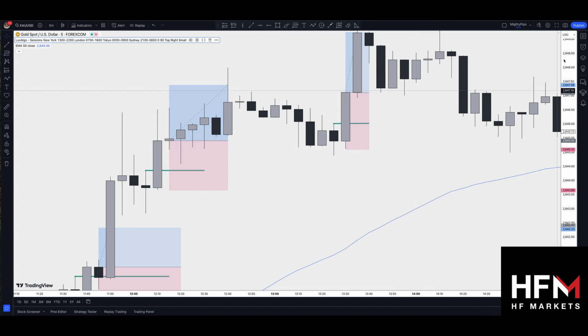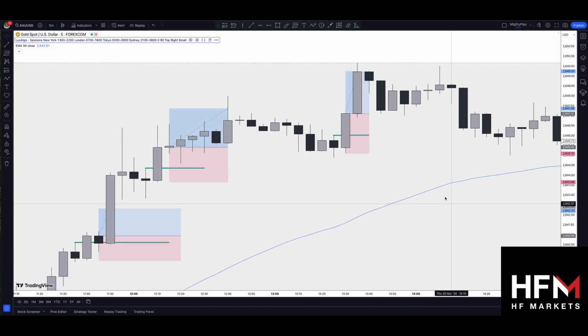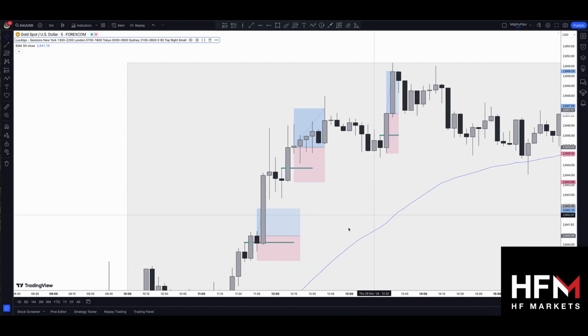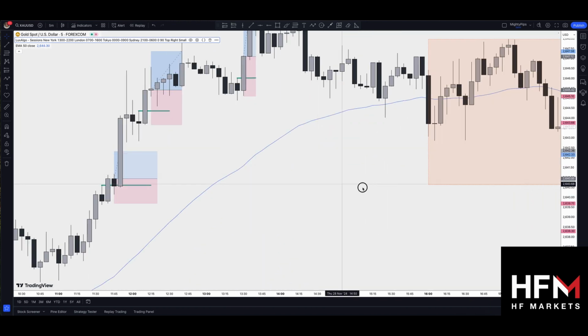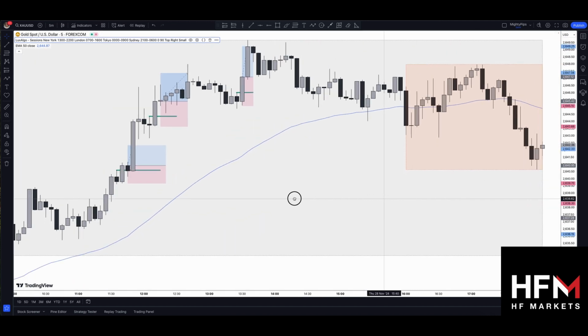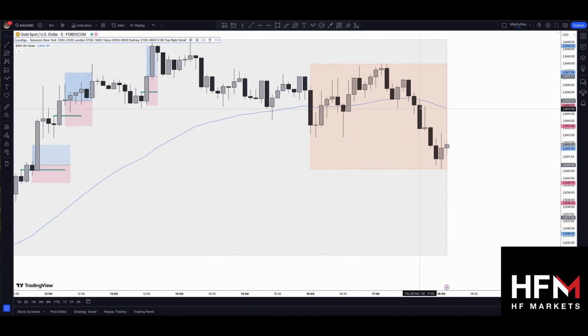So this is how you enter and scalp the market the whole day using just these two candles and this 50 period moving average. When the price goes below the moving average, you start looking for sells when it crosses below the moving average. Like here, it has crossed below the moving average. Even here it crossed below the moving average, but it went back above it.